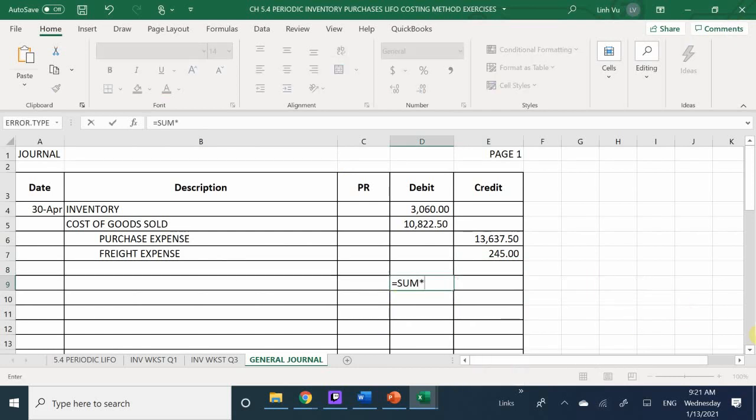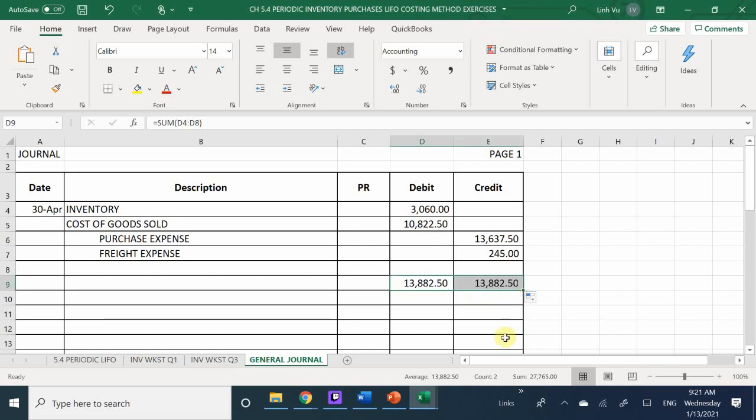All right, and then of course, number one rule of thumb is we need to confirm that our debits match our credits. Okay, which in this case, they do match because it should equal a total of 13,882.50, which is also known as your total goods available. So that's also a key factor that you did your calculation correct, that it does match your total goods available. Okay, good.